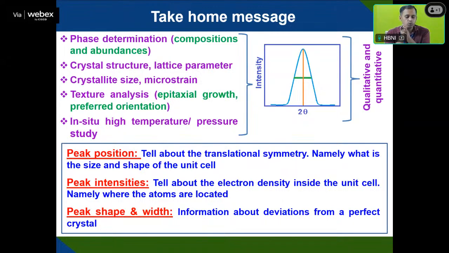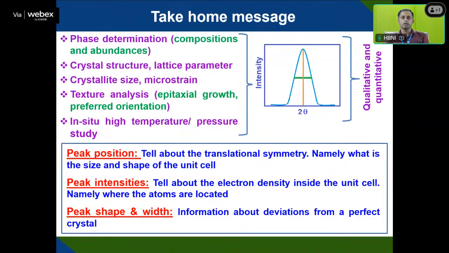So what did we mainly discuss in today's class? We discussed X-ray diffraction techniques: how they help in the identification of an unknown material, and from phase identification, especially composition and abundance, both quantitatively and qualitatively. From the peak profiling, we are able to find the crystallite size and microstrain. In addition, from the crystal structure, we can identify lattice parameters, as well as whether it is an oriented structure, with epitaxial growth or preferred orientation.